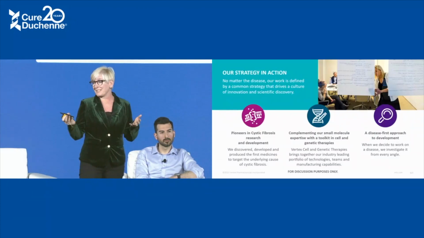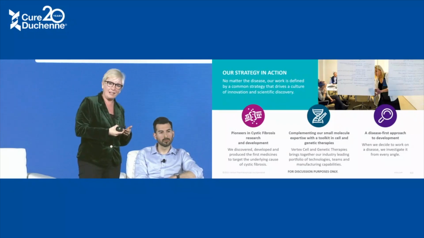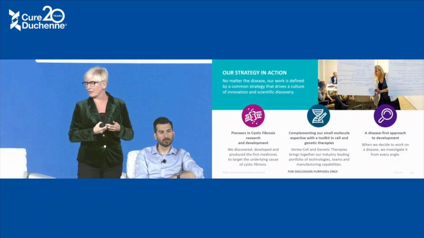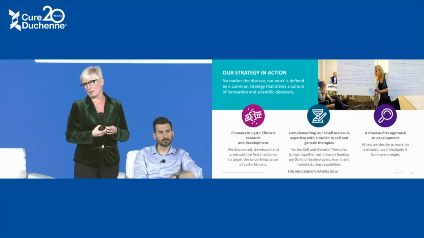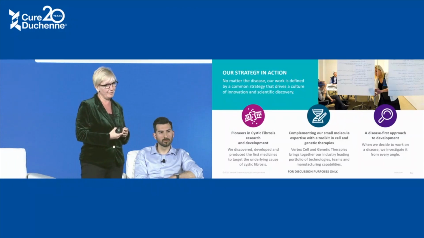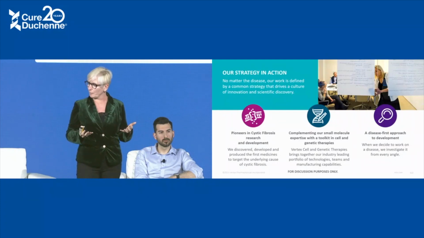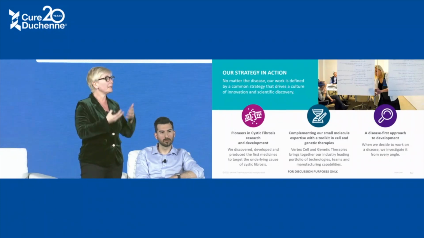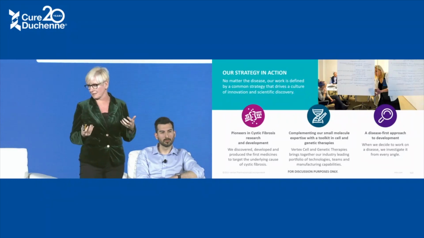So what does our strategy look like? As mentioned earlier, Vertex are known as pioneers in the cystic fibrosis space. We discovered, developed, and produced the first medicines that address the root cause, or the underlying cause, of cystic fibrosis. We are now taking the learnings in the cystic fibrosis space and building upon that as we move into additional and other diseases.